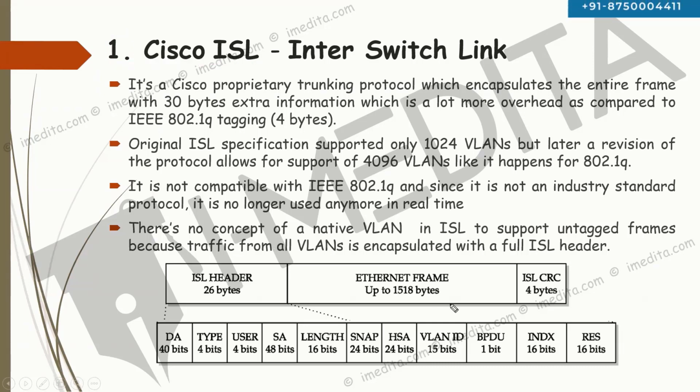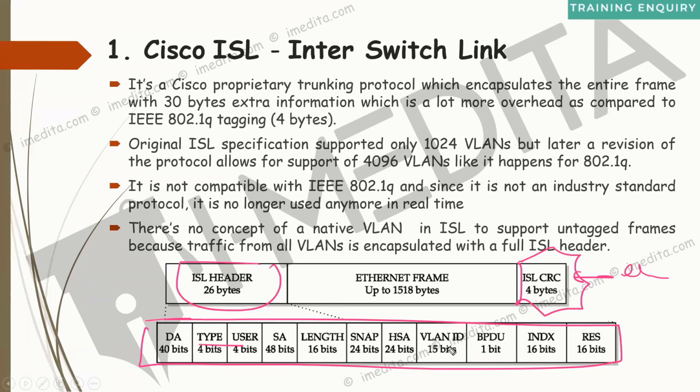So this is your Ethernet frame. This Ethernet frame has an Ethernet header, Ethernet trailer, data, and everything. This is your complete Ethernet frame. ISL is going to add a 26 byte long header and a 4 byte long trailer, so 30 bytes of extra information. In the header it adds these fields, and in the trailer it will be a CRC, cyclic redundancy check, for error detection.